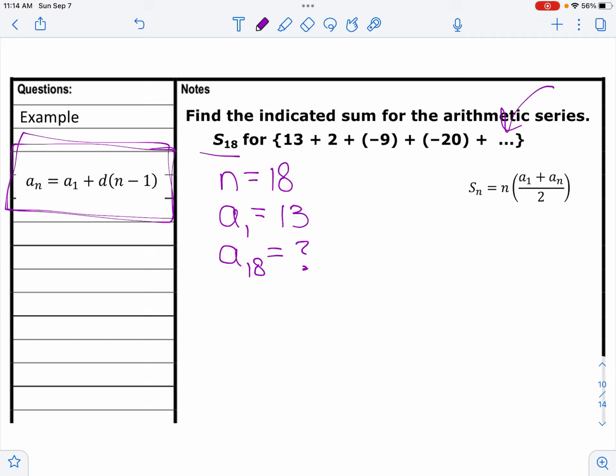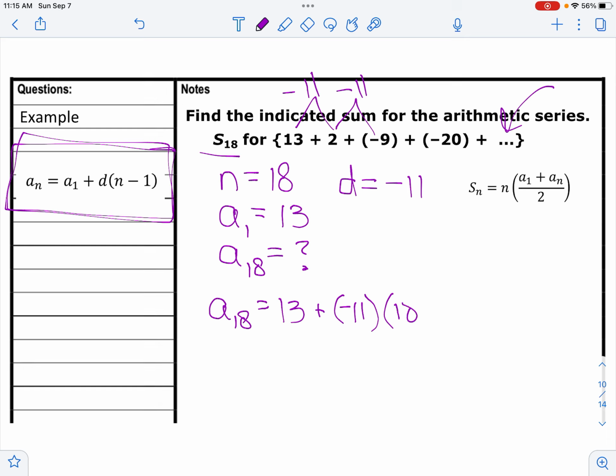So in order to do that, you'll notice that formula needs my common difference. So what's happening with this one, right? This is subtracting 11 each time. So my common difference is negative 11. So that's what I'm going to use here to figure out a sub 18. First term is 13 plus my common difference of negative 11. And we're going to go, my n is 18 minus 1.